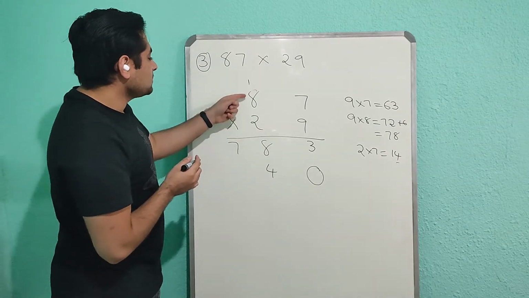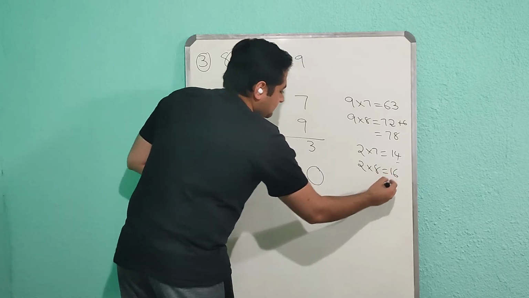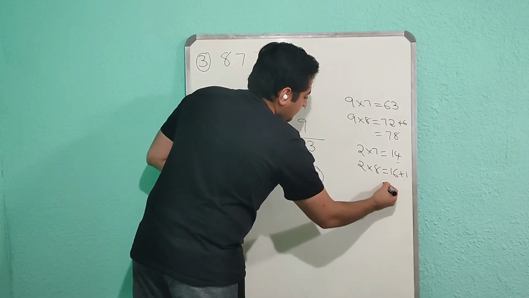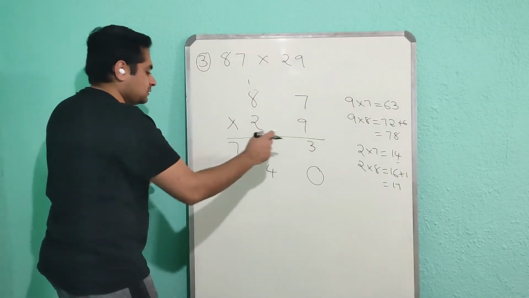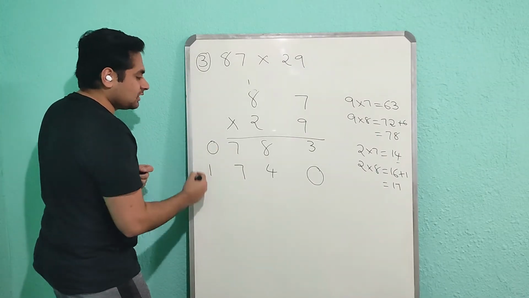So now we say 2 times 8. What is 2 times 8? 2 times 8 gives us a 16. Plus we got a carry, right? So it means we're going to add plus 1. That will give us a 17. Therefore we can see there is no number next to it. So we write 17 as it is. And we write a 0 because there is no number on top of it.